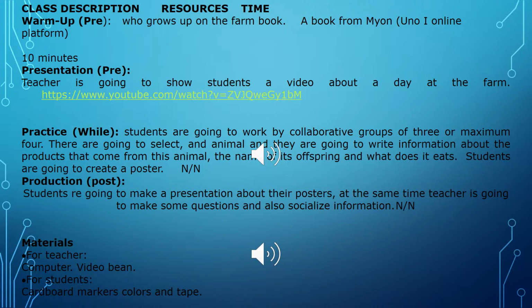So this is the lesson planning for adolescents. The idea is to use the communicative approach. The idea is not to focus on grammar. Nowadays, it's much better to learn English trying to speak and not focusing on the grammar part.